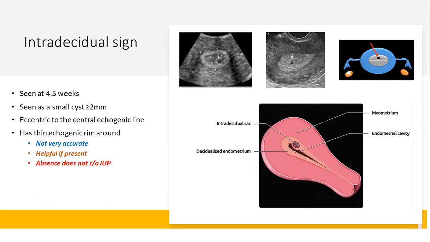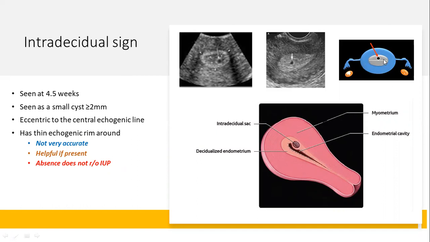You will see that most of these signs that I'm talking about, for example this intradecidual sign, which is seen at approximately 4.5 weeks, are seen with a high resolution transvaginal probe. On a transabdominal probe, we might not be able to see it. It's just seen as a small cystic structure within the endometrium, as in these ultrasound images. This is just a pictorial for you to appreciate how it looks.